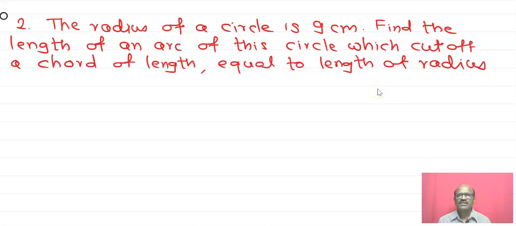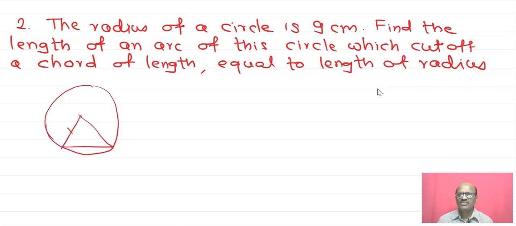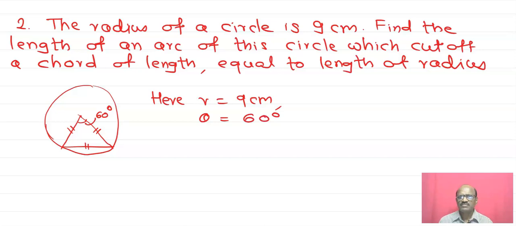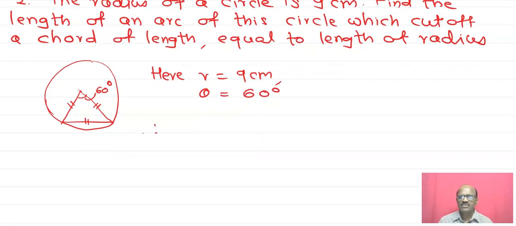The second problem: the radius of a circle is 9 centimeter. Find the length of an arc of this circle which cuts off a chord of length equal to the length of a radius. It means that we get an equilateral triangle there. That is, the length of the chord is equal to the radius of the circle. Therefore, r is equal to 9 centimeter. Theta is equal to 60, each angle of the equilateral triangle.